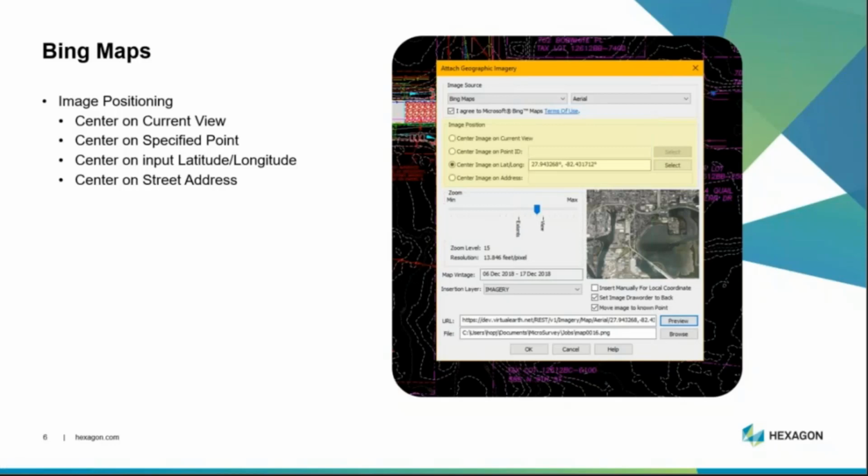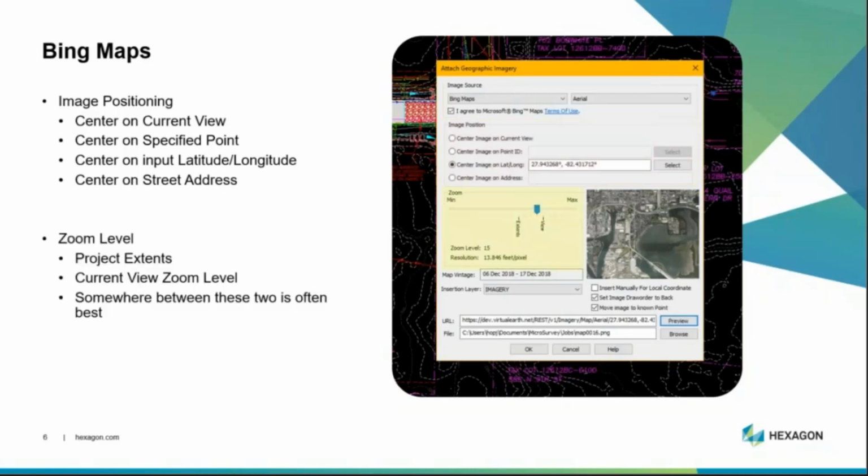Another thing you can do, if you're working in town, you can center on a street address, and that will pull up the imagery for that location. You can zoom to specific levels within this as well, and that will sometimes open up different images, different levels of detail, depending on what your zoom level is.